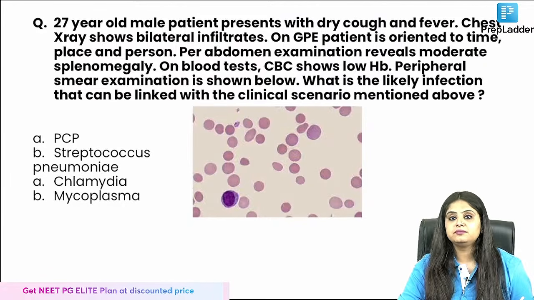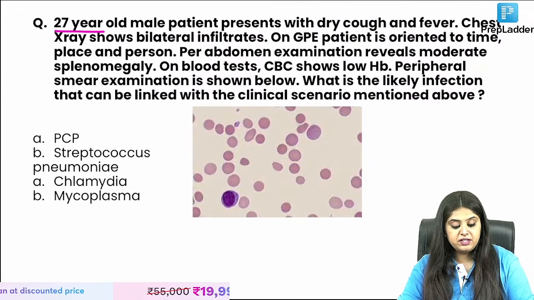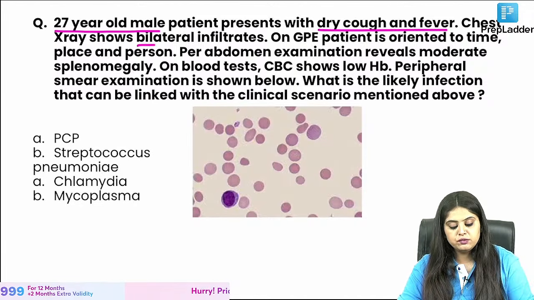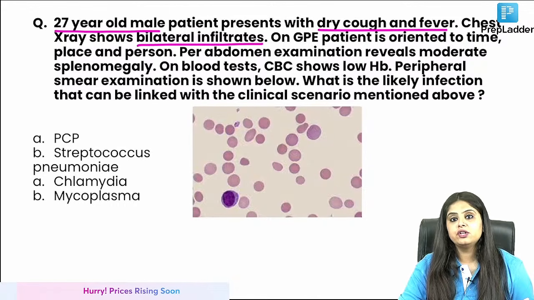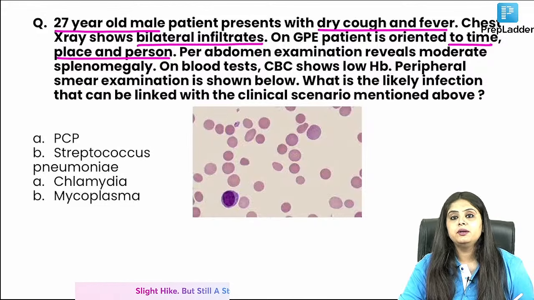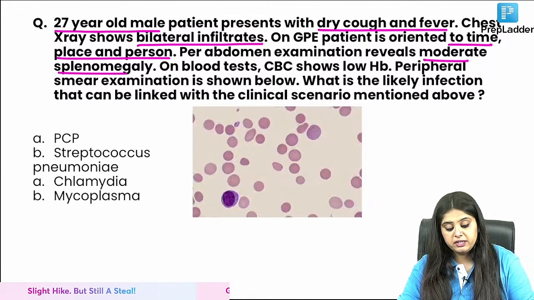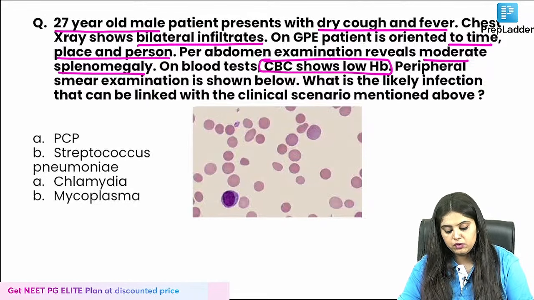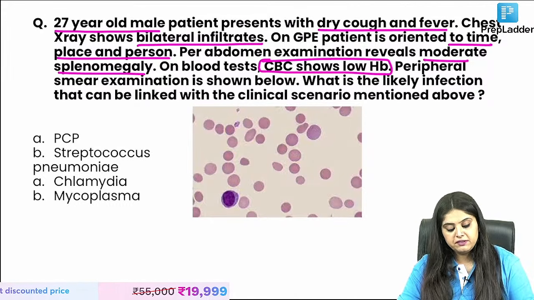Next question. Read carefully. A 27-year-old male patient presents with dry cough and fever. The chest X-ray shows bilateral infiltrates. On general physical examination, the patient is oriented to time, place and person. Per abdomen examination shows moderate splenomegaly. On blood test, the CBC shows low hemoglobin. This is an anemia patient. What did the peripheral smear show?